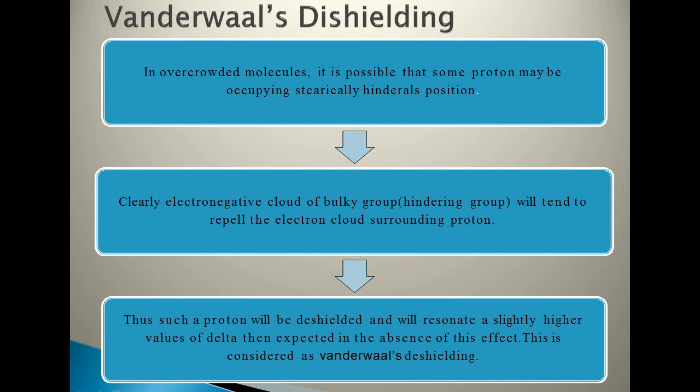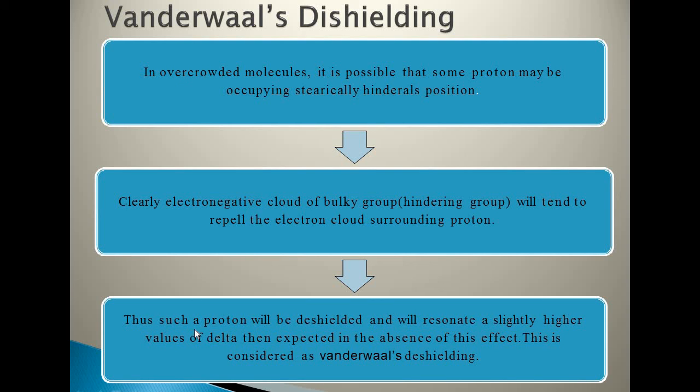And the last is van der Waals de-shielding. Van der Waals de-shielding is related to the steric hindrance phenomenon. So it is in relation to overcrowded molecules. It is possible that some protons may occupy a sterically hindered position. That is, the proton experiences a steric hindrance effect due to the presence of a bulkier group. Clearly, the electron cloud of a bulky hindering group will tend to repel the electron cloud surrounding the proton. So ultimately, the proton gets surrounded by the more electronegative cloud, or steric hindrance effect.